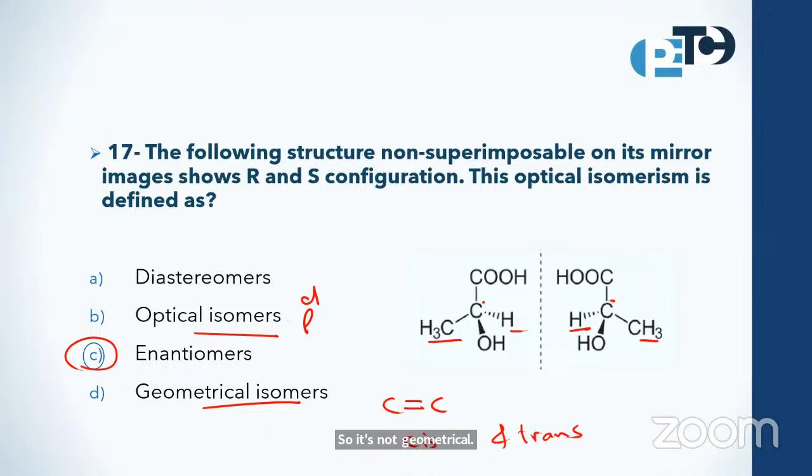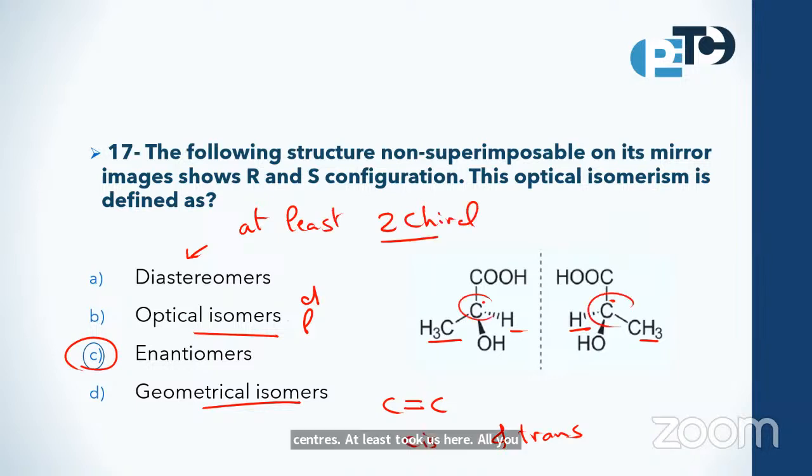For diastereomers, there should be at least 2 chiral centers. Here we only have 1. So directly you can exclude the diastereomers.